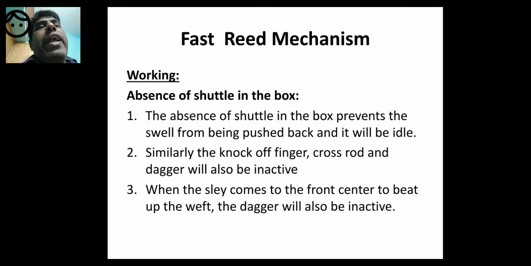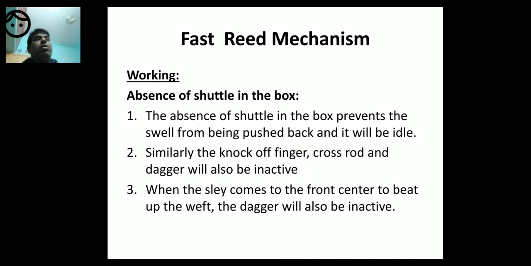To avoid shuttle damage, reed wire damage and warp breakages, the fast reed mechanism is used. The functioning is the same in the loose reed mechanism and the fast reed mechanism. In the fast reed mechanism, the reed is held firmly, so that is known as the fast reed mechanism.